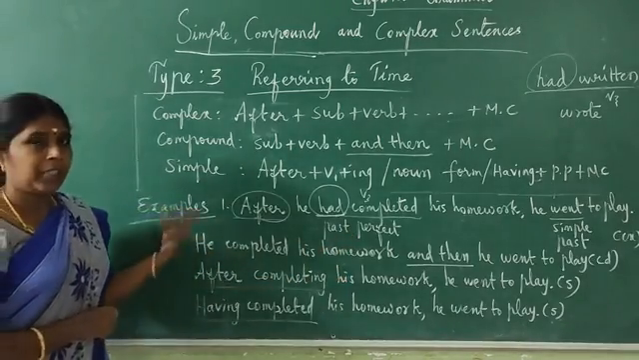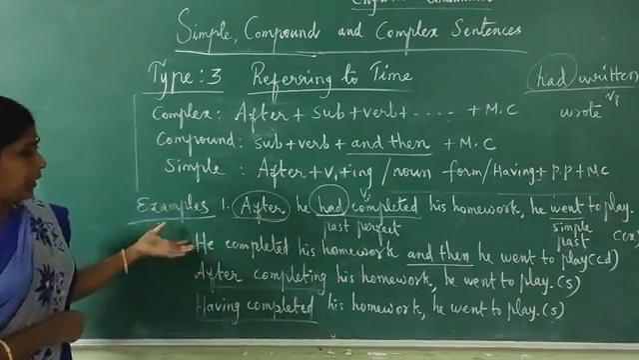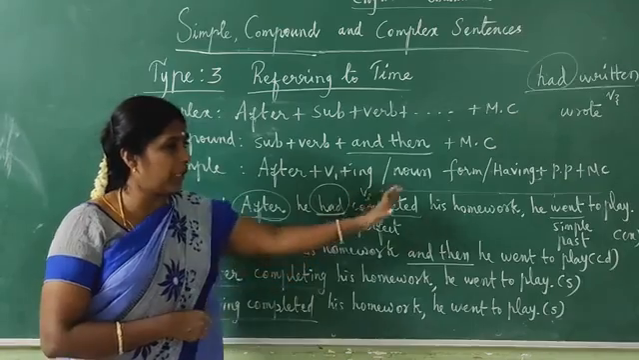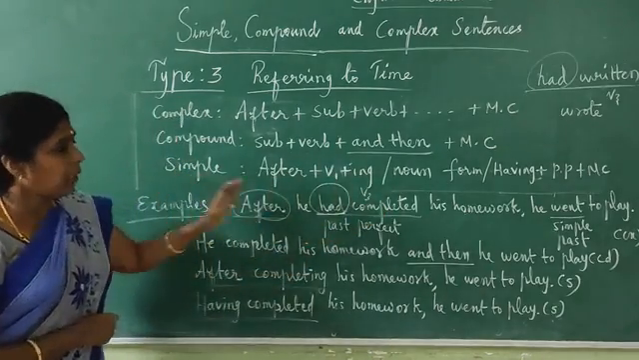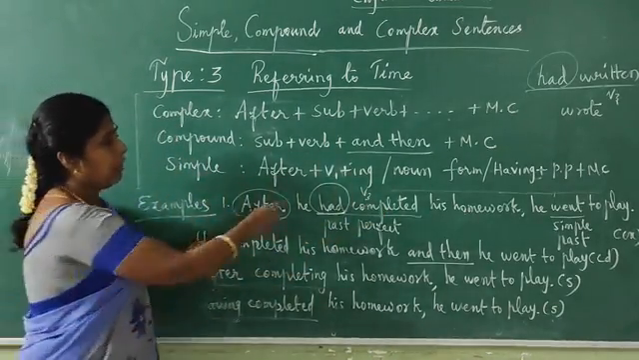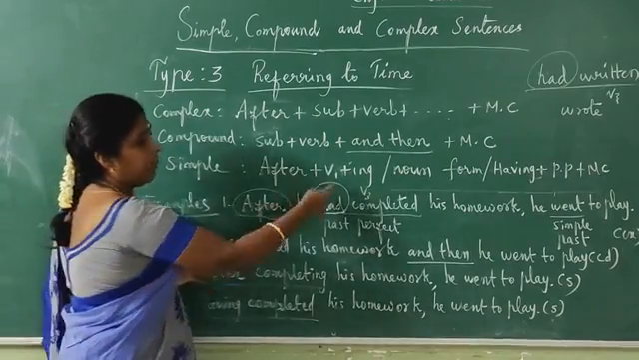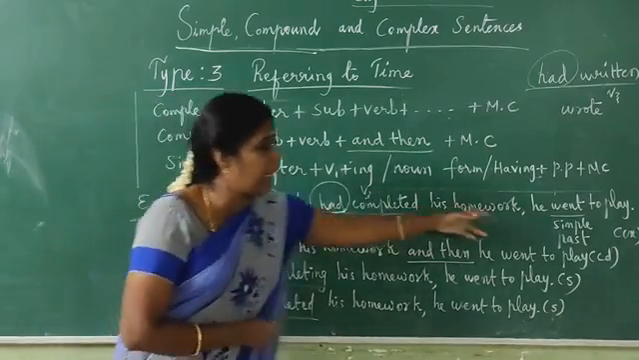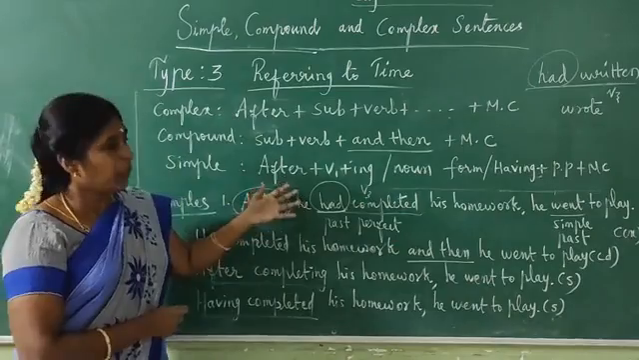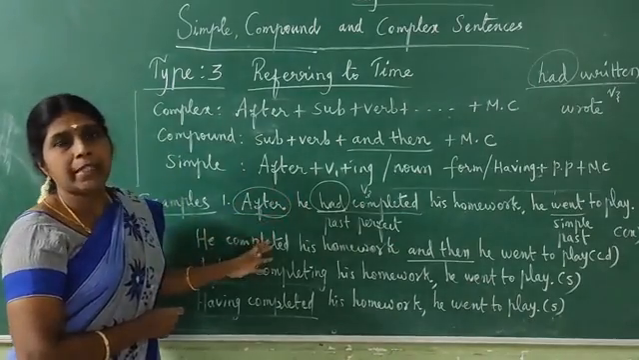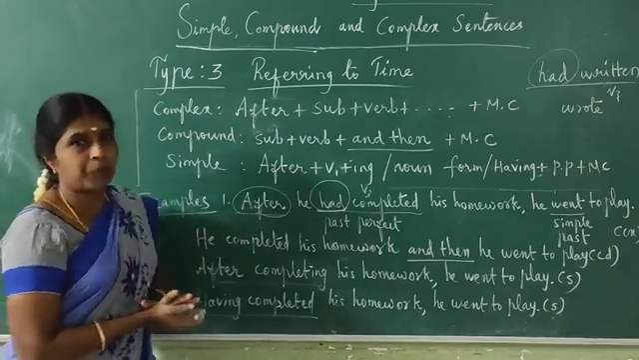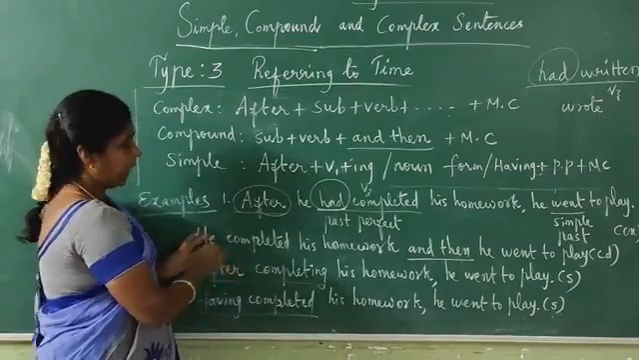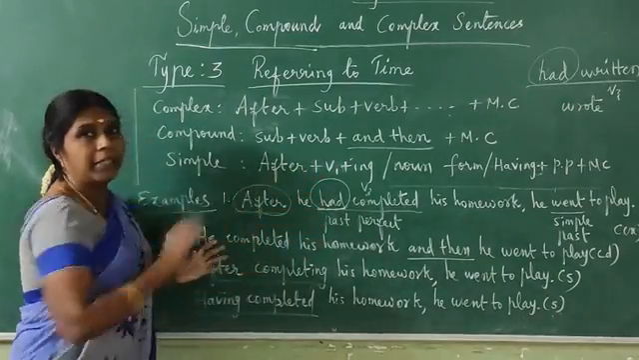You understand? Listen once again. This is a very important type. See the complex sentence: after he had completed his homework, he went to play. That is complex. We are writing a compound sentence. First write with the subject there, then remove this word had. Because this complex sentence contains a main clause and a subordinate clause, we will convert this into a compound sentence. We will get two main clauses. For that only we have to remove had. We should write with past tense only: he completed his homework and then he went to play.